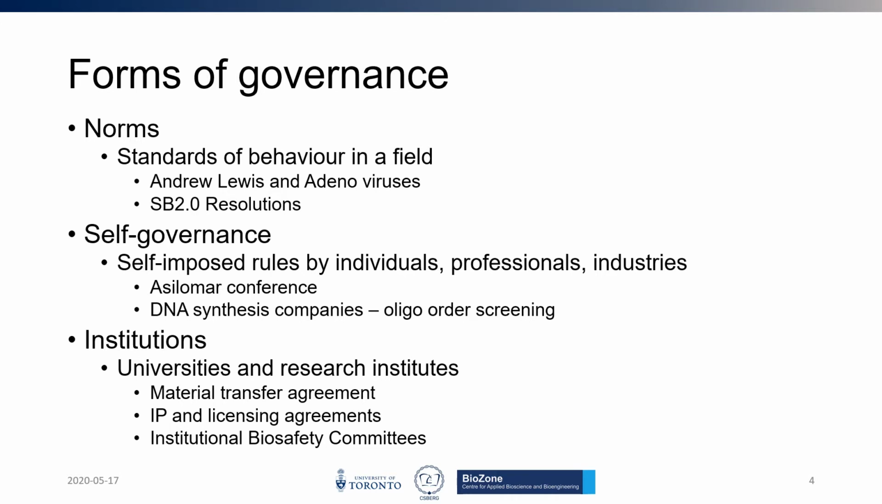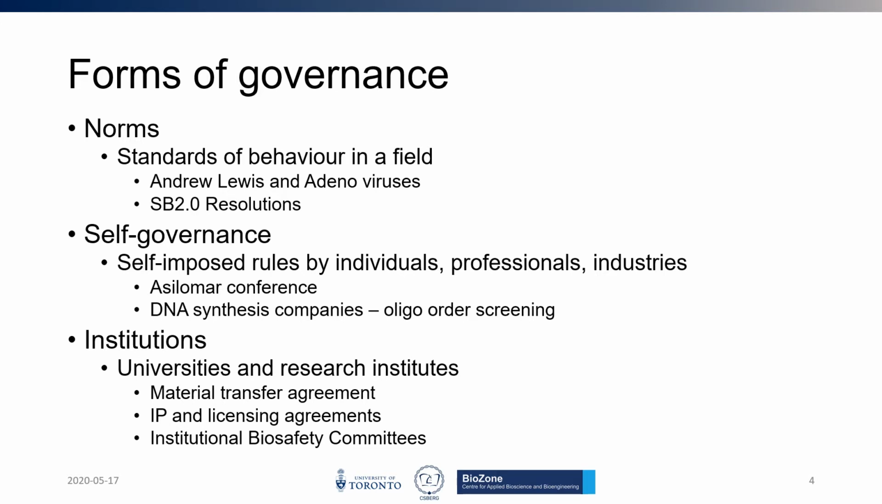But generally, the norms of governance are just standards of behavior. Thus, they are generally voluntary and applied by people in a specific field, for example, by scientists or by a particular commercial industry. They're a set of rules that essentially everyone agrees to work upon.